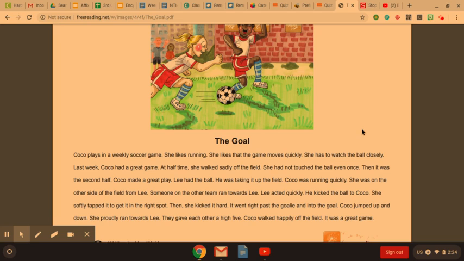Coco made a great play. Lee had the ball. He was taking it up the field. Coco was running quickly. She was on the other side of the field from Lee. Someone on the other team ran towards Lee. Lee acted quickly. He kicked the ball to Coco. She softly tapped it to get it in the right spot. Then she kicked it hard. It went right past the goalie and into the goal. Coco jumped up and down. She proudly ran towards Lee. They gave each other a high five. Coco walked happily off of the field. It was a great game.